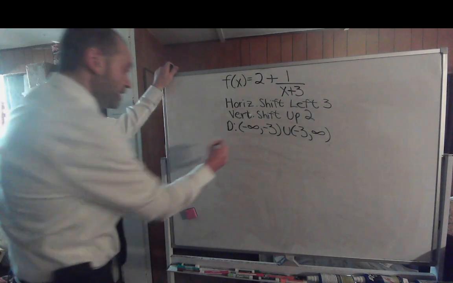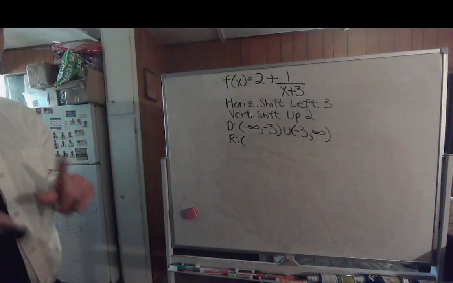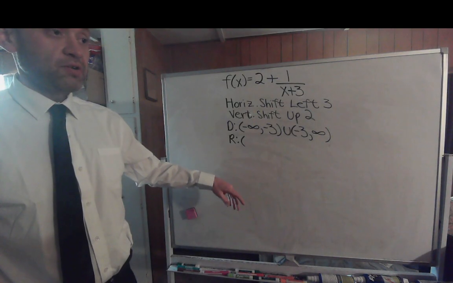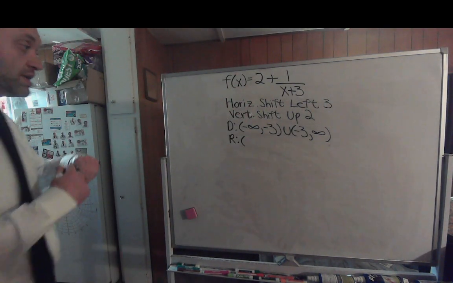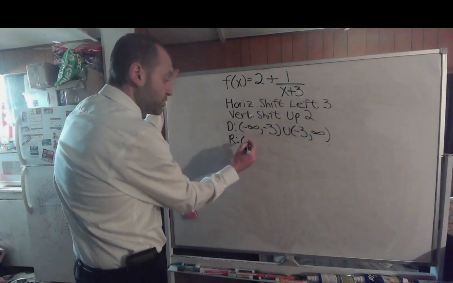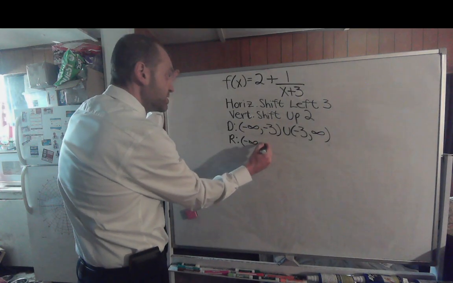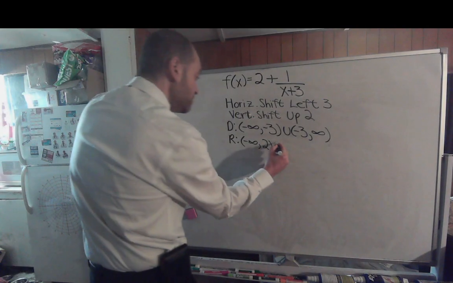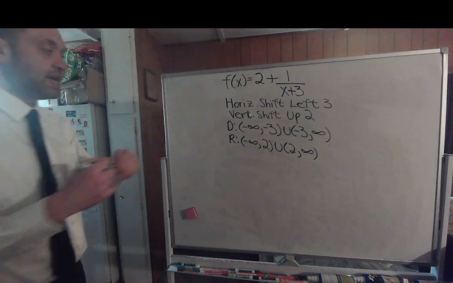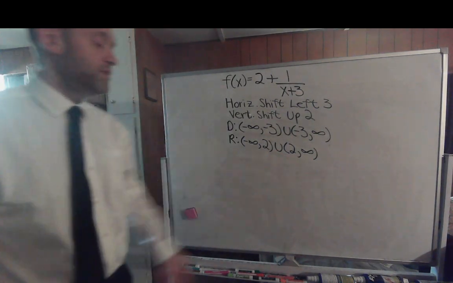Now, what about your range? Normally you would just get infinitely closer and closer to 0, but since you've shifted everything up 2 units, your range is going to go all the way up to 2. So your range would end up being from negative infinity to 2 non-inclusive in union with 2 non-inclusive to infinity.